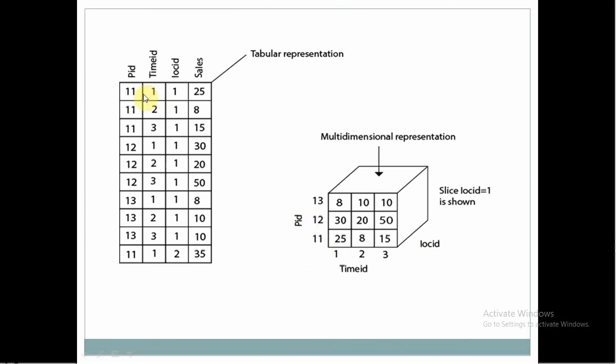PID 11, time ID 1, sales 25. PID 11, time ID 2, 8. PID 11, time ID 3, 15. PID 12, time ID 1, 30. PID 12, time ID 2, 20. PID 12, time ID 3, 50, and so on.